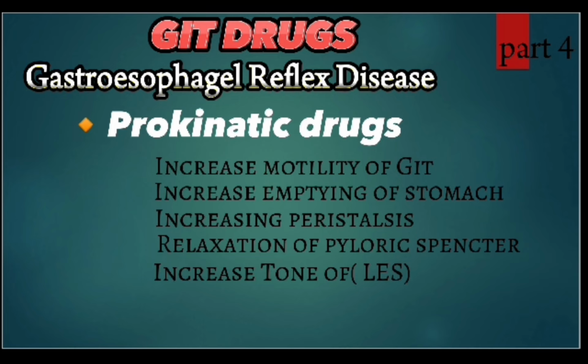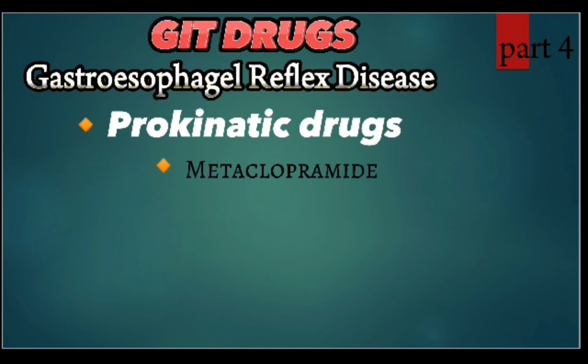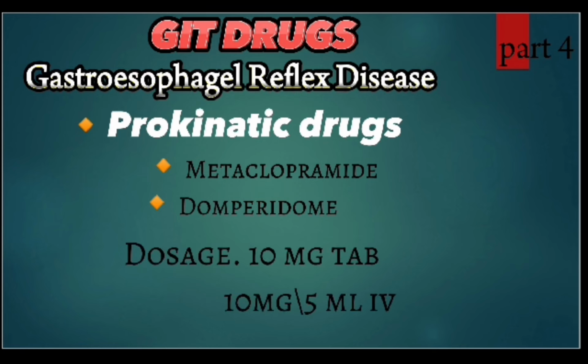The drugs included in prokinetics are metoclopramide and domperidone. These two are the specific and effective drugs. These are available in tablet form and also in IV form. In tablet form it can be given as 10 milligram, and in IV form we can give 10 milligram per 5 ml.